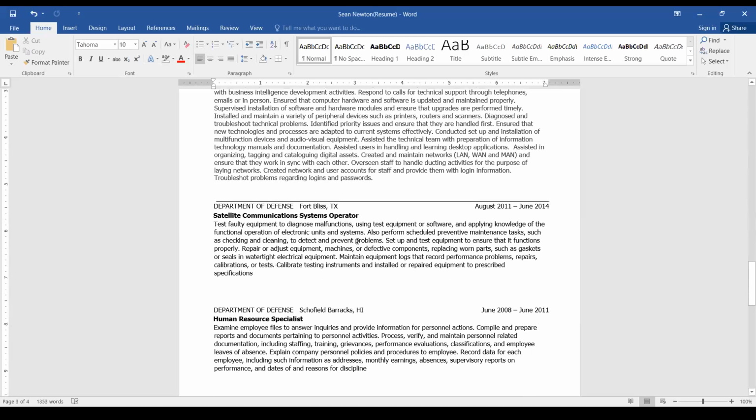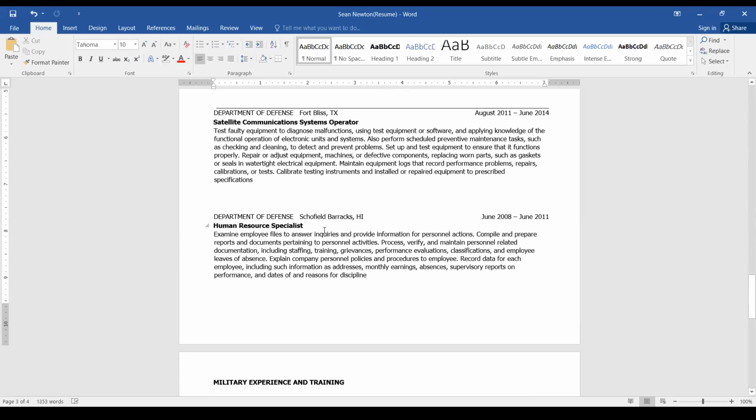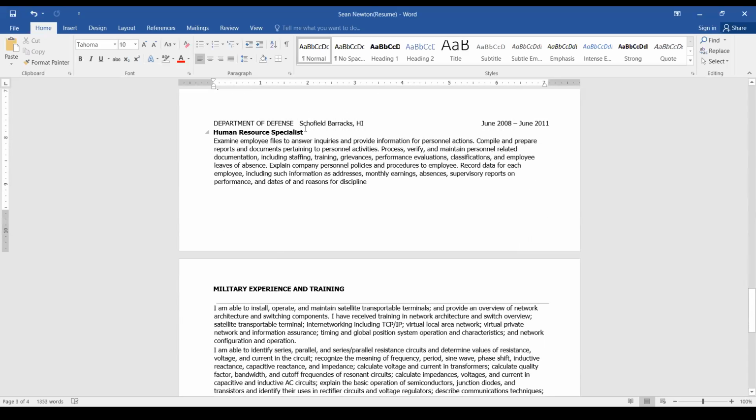Okay, and then you have a little longer here. You've got obviously another one from your military experience. Again, at Fort Bliss, we've got satellite communication systems operator. So I probably wouldn't even say anything about that. Human resource specialist at Schofield Barracks. Examine employee files to answer inquiries, blah, blah, blah. Yeah. Just leave it. I wouldn't even bother to list what your duties were. Just leave it at that.